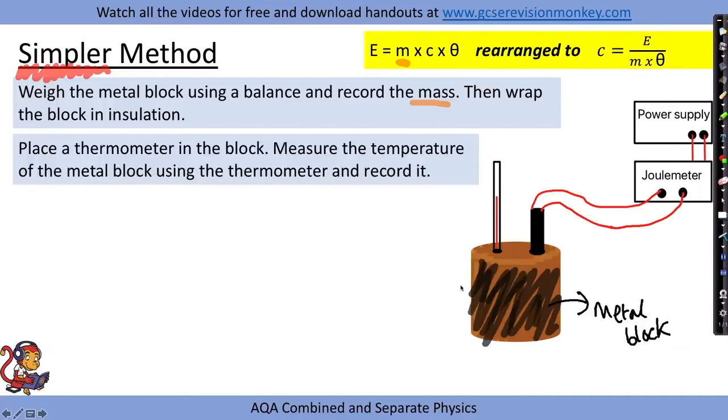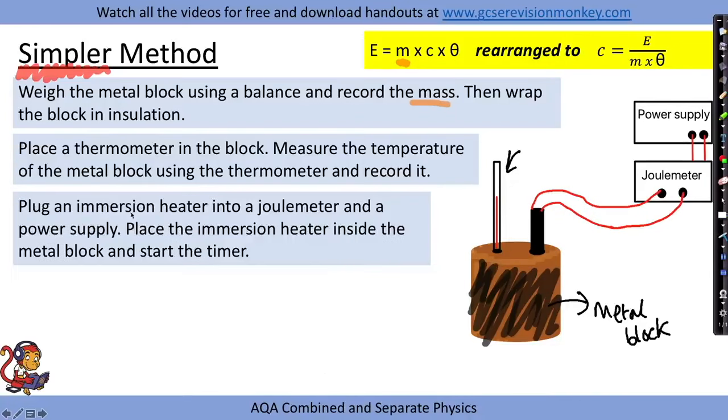Next, we place a thermometer in the block, and we need to measure the temperature of the metal block using the thermometer and record it. So this is our starting temperature. We measure our temperature of the block.